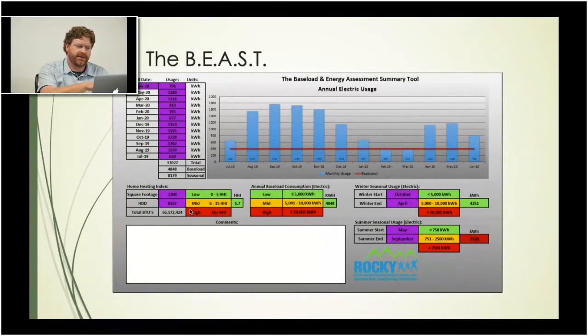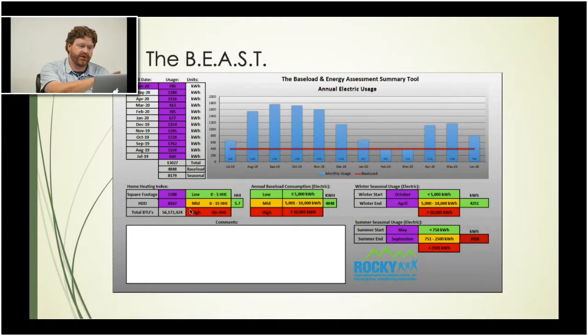Now, you can see on the screen here, any field that's purple is an enterable field. Nothing else on here is changeable. Everything else is locked, so you don't have to worry about changing the formulas or anything like that. You go to your purple fields, you add your information, and it'll spit out this data.